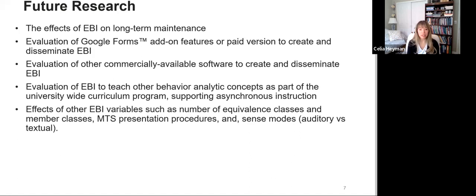We recommend for future studies to evaluate the effects of EBI on long-term maintenance, evaluate Google Forms add-on features as the method for dissemination, assess EBI to teach other behavior analytic concepts as part of an overall university-wide curriculum program supporting asynchronous instruction, and evaluate influences of EBI variables such as the number of equivalence classes, member classes, modality, and sense mode of stimuli such as auditory versus textual versus videos.